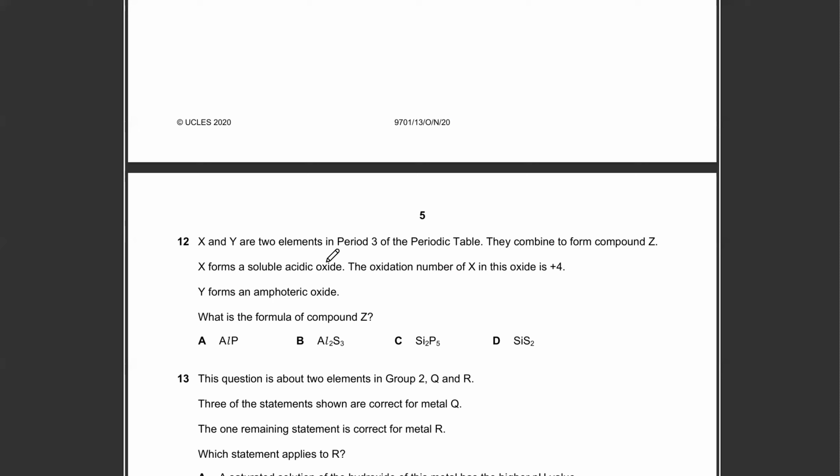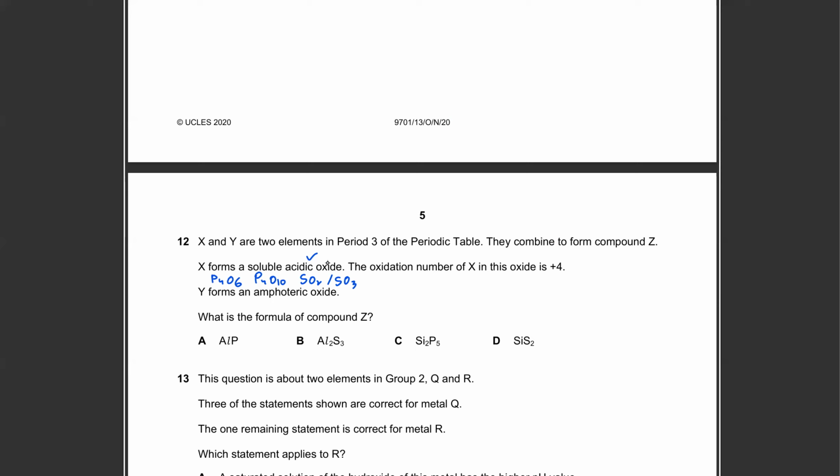SiO2 is not soluble. P4O10 is soluble, right? It forms phosphoric acid. And sulfur oxides are also soluble. I mean, phosphorus has two oxides, P4O6 as well, right? And the rest are insoluble: aluminum oxide, magnesium oxide, silicon oxide, sodium oxide, but that's basic, right? The oxidation number is +4, so I guess that's sulfur dioxide, right? Is that clear?